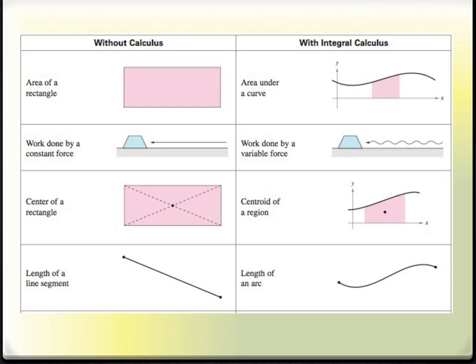Without calculus, you can find the center of a rectangle. There are methods to doing that. With calculus, you can do this for any generalized region. Without calculus, you can find the length of a line segment. Imagine rulering that, just measuring it with a ruler. You can do that easy. Well, you can also do a calculation with it if it's on a grid. But you can do that with any length of an arc. That's Calc 3. So you can do that with calculus.